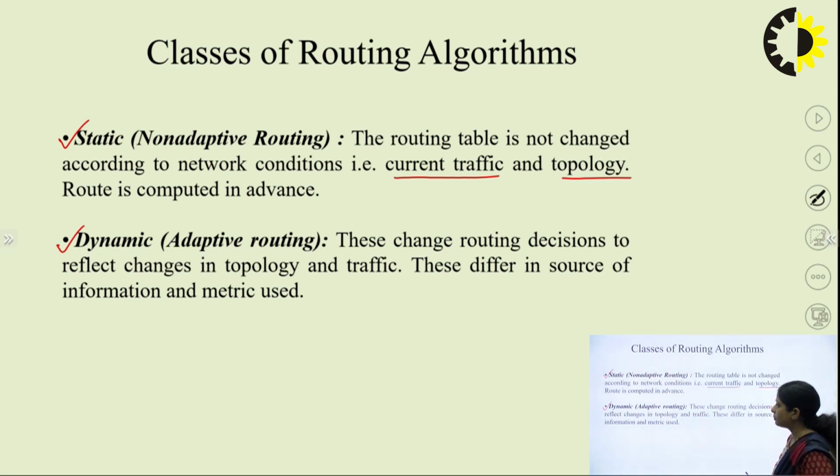Next we have dynamic or adaptive routing algorithms. These change routing decisions to reflect changes in topology and traffic. These differ in the source of information as well as the metric used. As the name suggests, it is dynamic in nature, that means it adapts to changes depending on the network condition, if there is a change in the current traffic or in the topology. These algorithms can adapt to the changes dynamically.